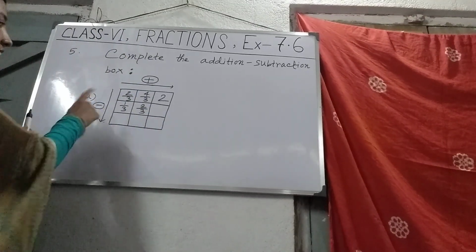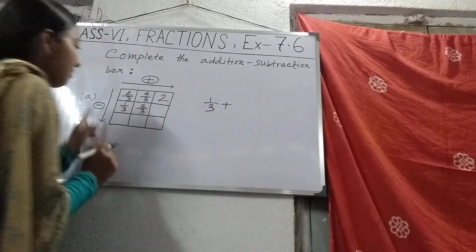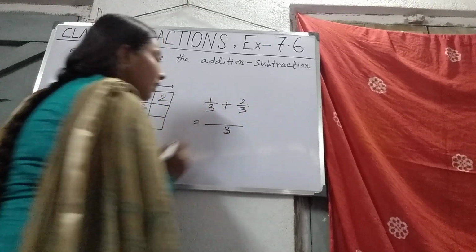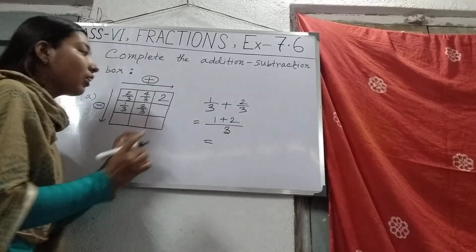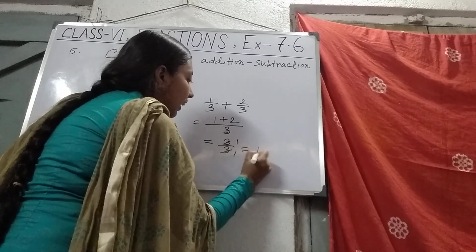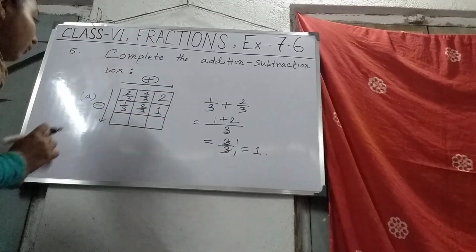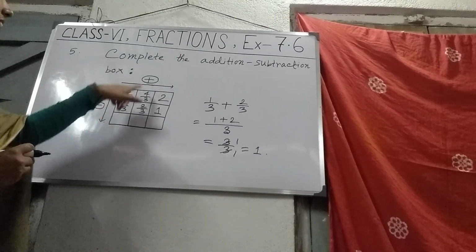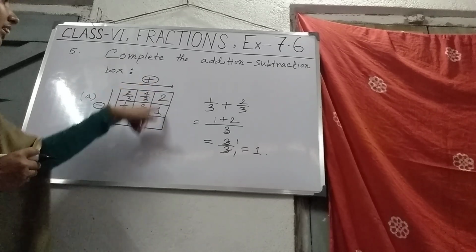Now for the second one, if we move row wise, 1/3 plus 2/3. Here also both the denominators are the same, so we can easily solve it. So 3 upon 3. After reduction, we'll get simply 1. Now, if we move column wise, first column, second column, and one more column, we have got this one.